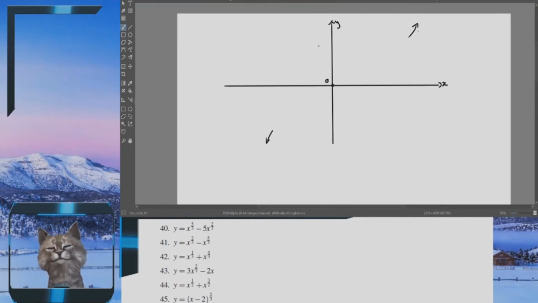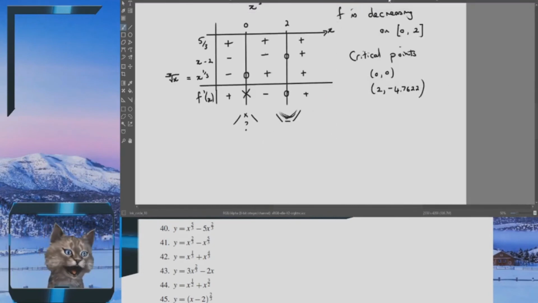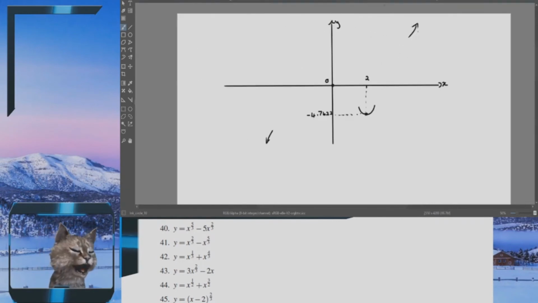0, 0. And what happens there? I don't really know right now. And 2, negative 4 point, what did we say? 7622. Lost my mouse. There it is. Right there, I'm going to have a little cup. Here, I'm not sure. Well, I mean, I am, but at this stage you might not be sure. I am, however, going to be increasing up to the 0 point, decreasing down, and then up again.